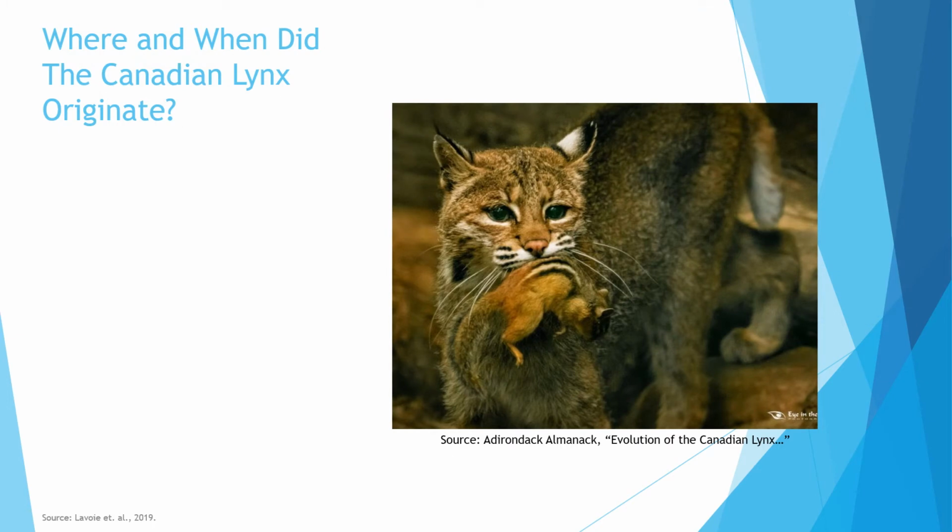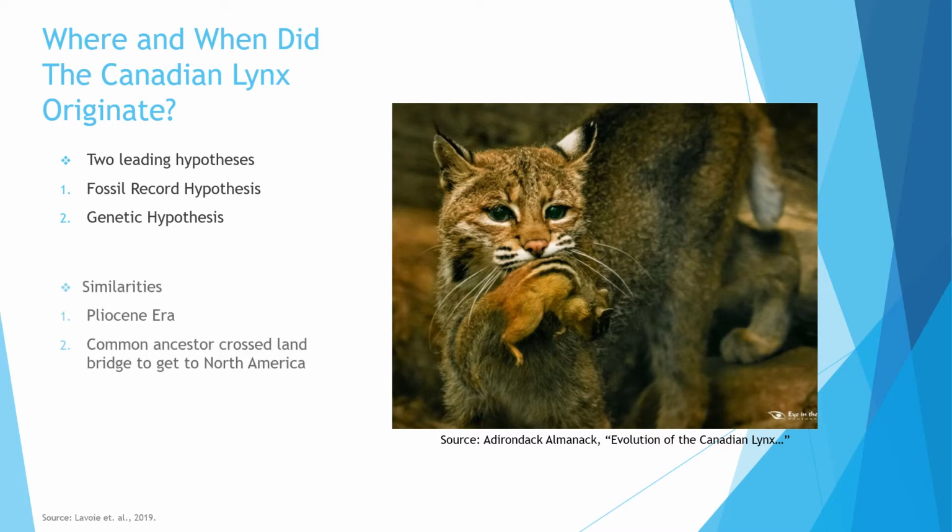Where and when did the Canadian lynx originate? There are two leading hypotheses about the evolution that led up to the Canadian lynx. The first being the fossil record hypothesis. This hypothesis is based upon evidence from the fossil record. The second is the genetic hypothesis. This hypothesis is based on genetic evidence of ancestry.